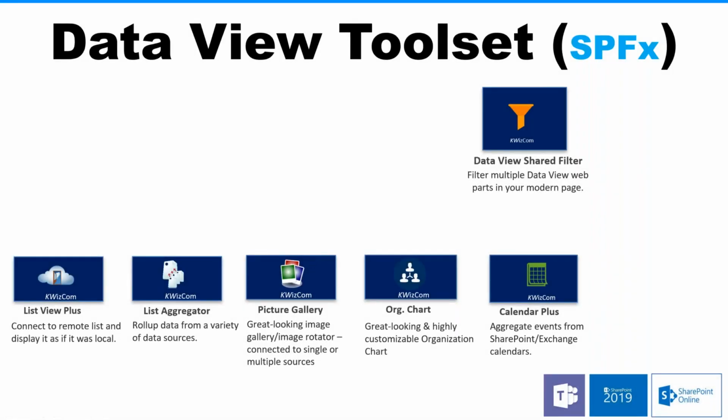So what do we have in this DataView toolset? We have all kinds of web parts, as you can see in this slide. For example, the List View Plus connects to any local or remote list and then displays the data in various ways. List Aggregator can aggregate data from multiple sites and site collections, but also from Azure Active Directory or from OneDrive, so all kinds of sources. And same way you have the Org Chart and Calendar Plus, both are also aggregators that get data from various sources and display it in various ways.